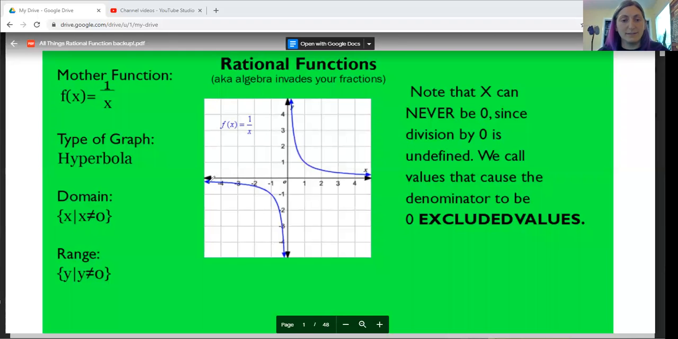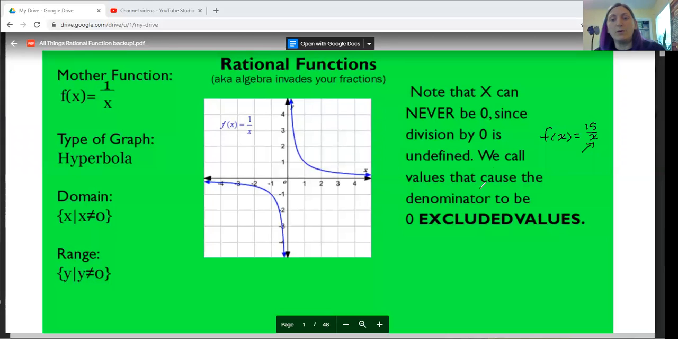Sorry, y. So we also want to note about rational functions that x can never be 0 since division by 0 is undefined, right? We don't ever have division by 0. So if we have f of x equals, I don't know, 15 over x, we can never plug in a 0 here, right? Because then you'd have 15 divided by 0 and you get sucked into a black hole. I don't know what happens. It just doesn't make any sense.